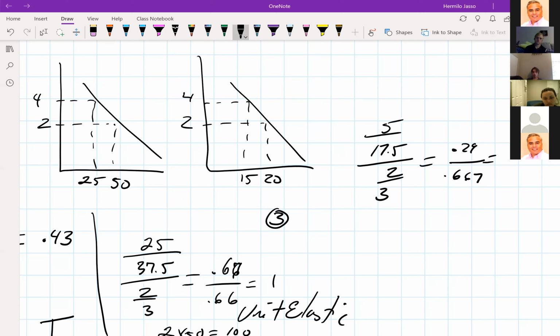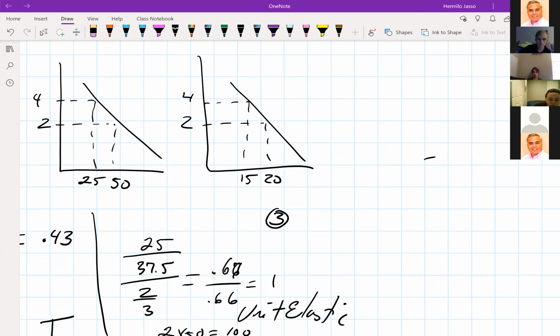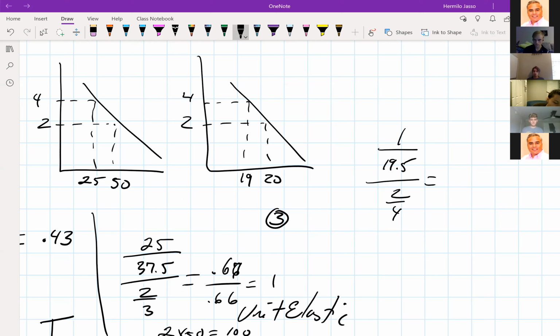Now, how about if I change the numbers? Let's go with number 3. It was 2. You lower the price to 4, and sales decline to 19. Okay, so we do the change, 1 divided by the average. How much is the average? 19.5. Is that right? Divided by 2 divided by 4, which equals 0.66 here.